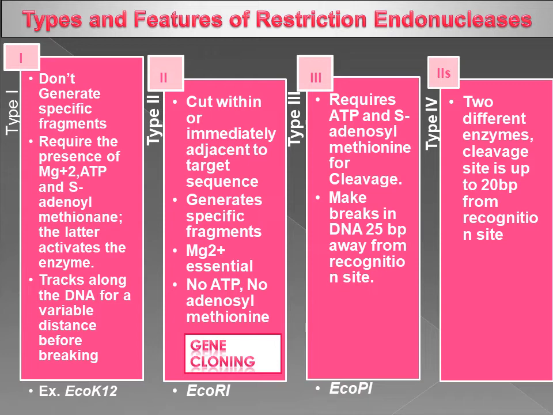You can see the example of type 2, that is E. coli RI, as I have discussed earlier with the diagrammatic presentation, where we saw DNA A and DNA B. The example for type 3 is EcoPI, that is E. coli PI.